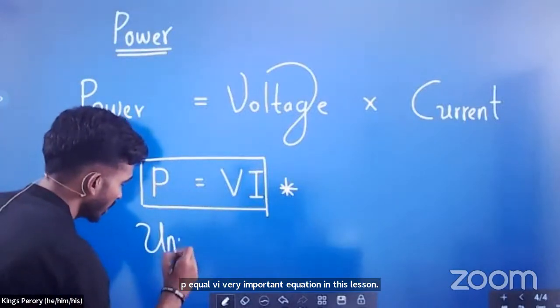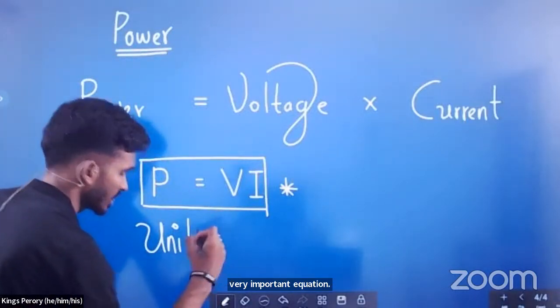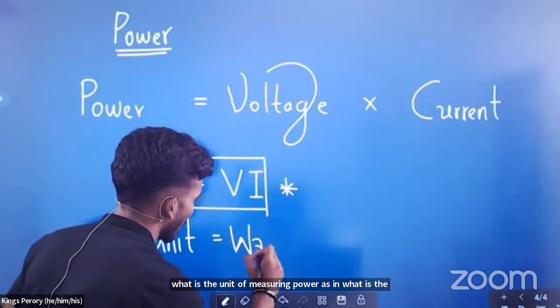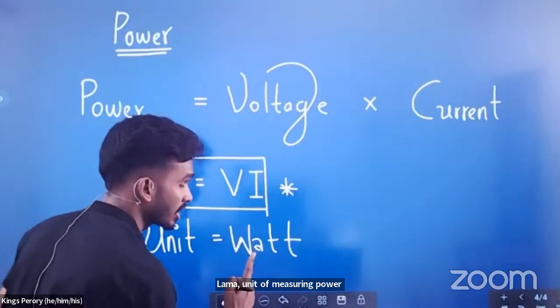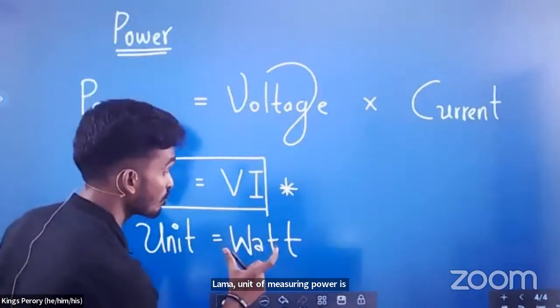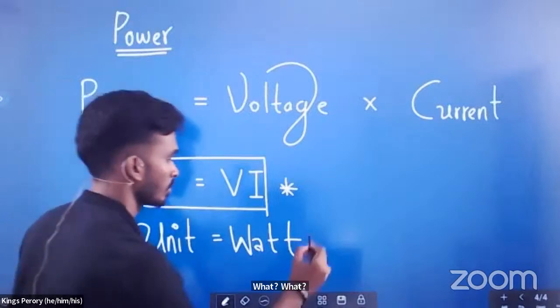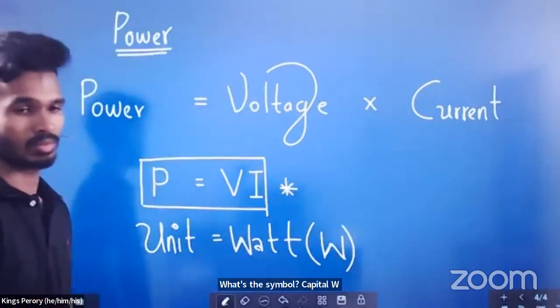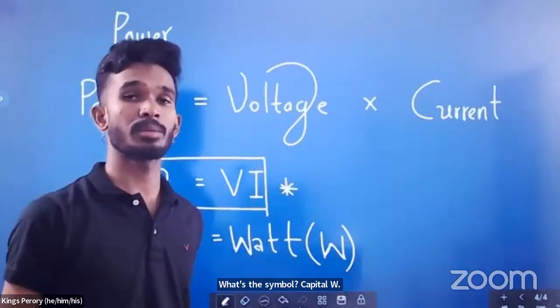What is the unit of measuring power? Listen. The unit of measuring power is the watt. What's the symbol? Capital W.